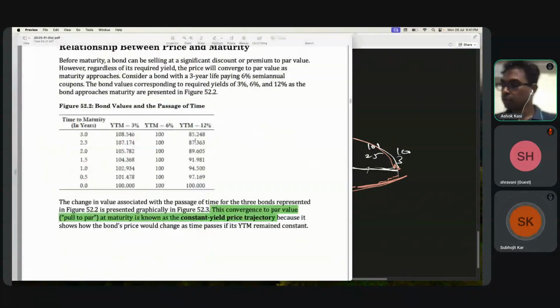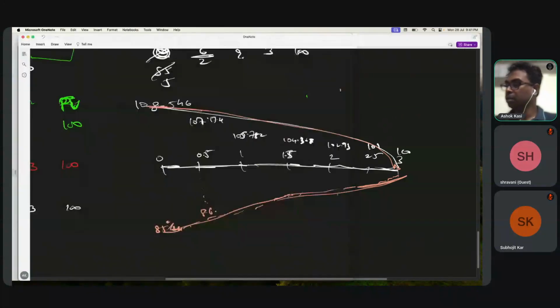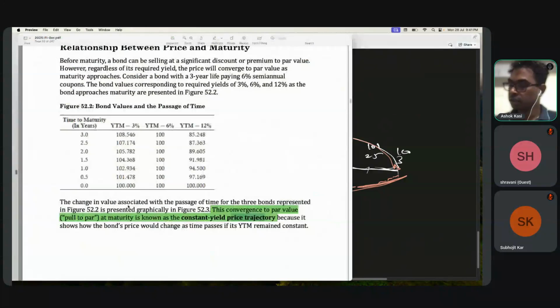That is called what? Constant yield price trajectory. The convergence to the par value at maturity. In the end, it will be at par. This is called pull to par. It is called constant yield price trajectory. So here it is showing if yield does not change, how the price is moving. Constant yield price trajectory means if the yield doesn't move, how will the price be moving? That is this concept.